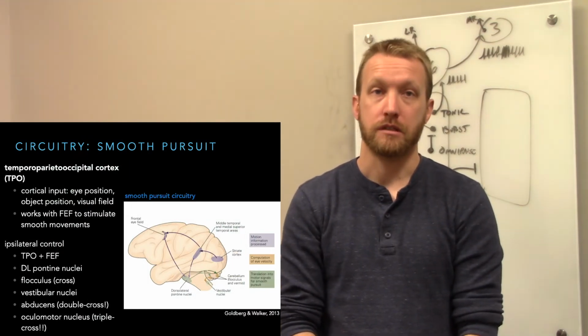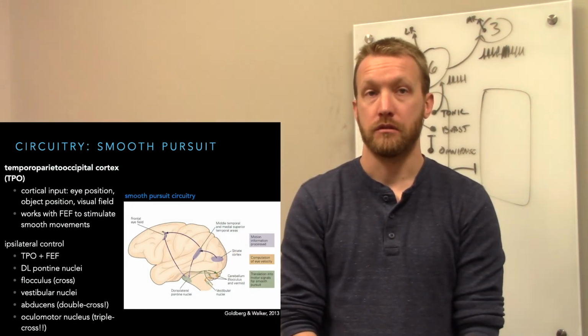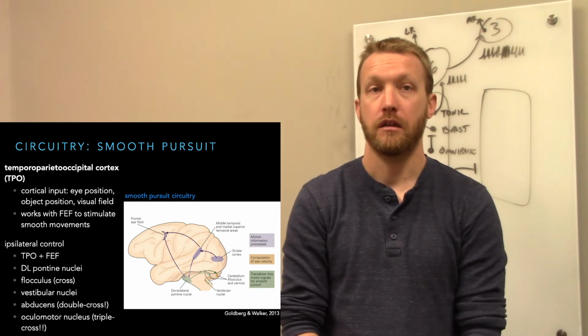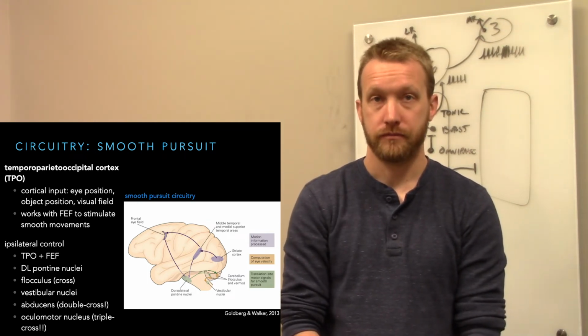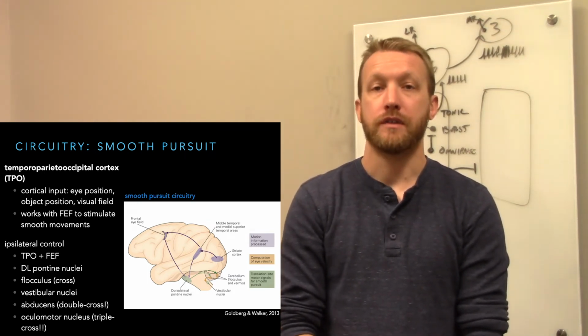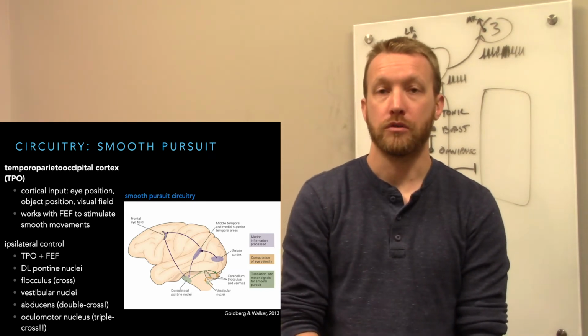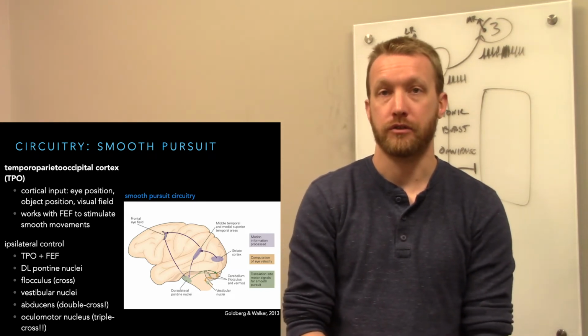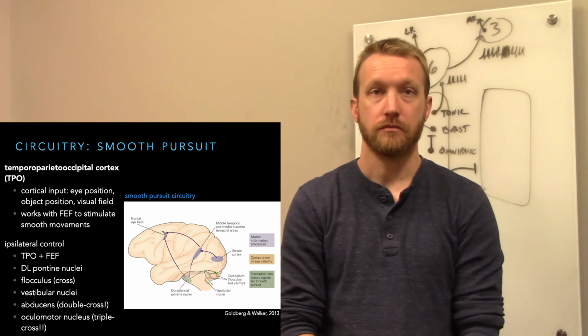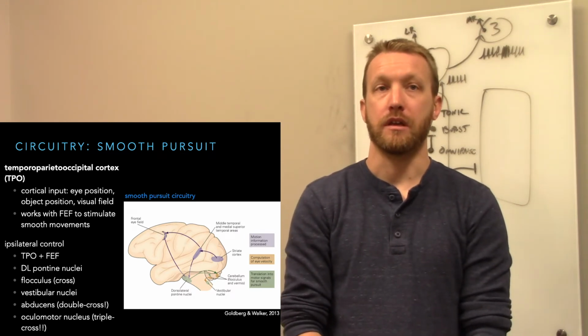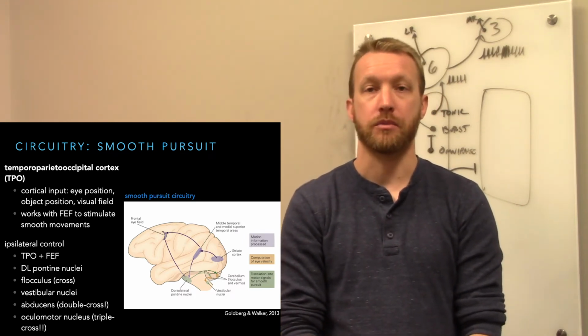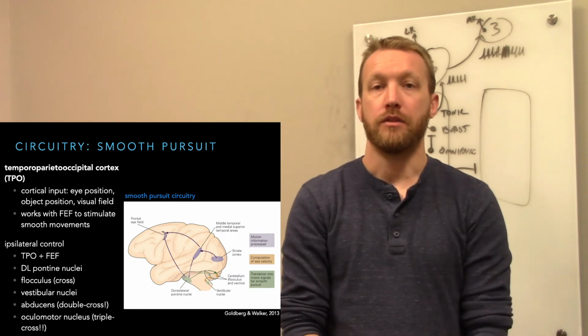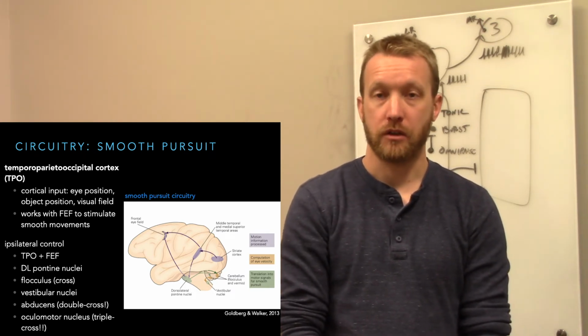Smooth pursuit is not contralateral. This is instead ipsilateral. Frontal eye fields will help hold our gaze on the target of interest by communicating with the temporoparietal occipital cortex. This is where pursuit movements are generated.